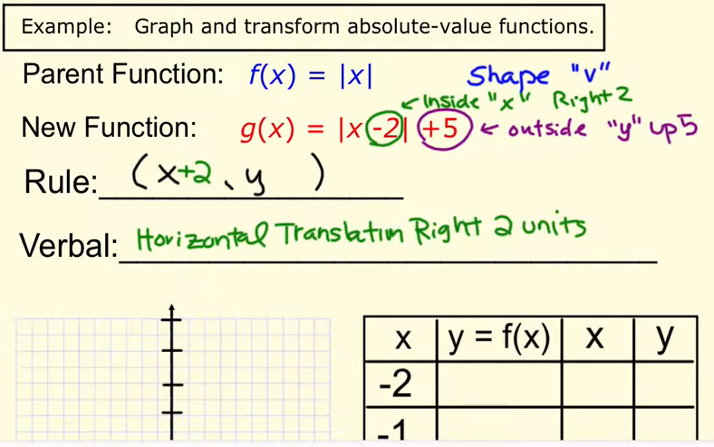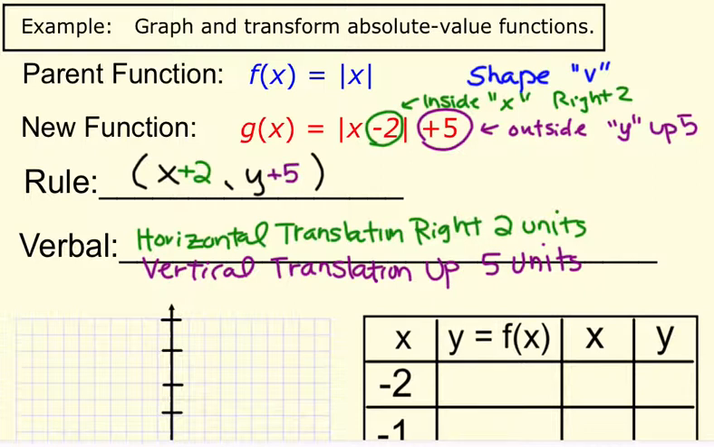So let's describe this second piece. We're going to have a vertical translation, vertical meaning up and down, up 5 units. Now for the rule, you're going to add 5 to every y value. We're adding 5, we're shifting up 5 units. Now we're going to move on to graphing the parent function. So we're going to graph this function first, the absolute value of x.